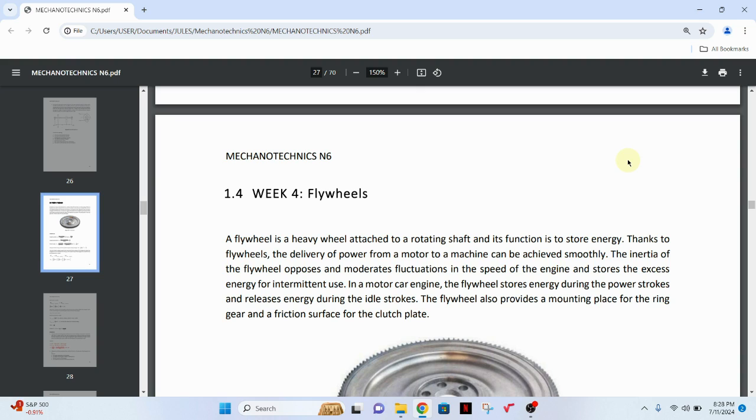Flywheels, what is a flywheel? Basically, a flywheel is a mass. Okay, that's really what a flywheel is. It is a mass that is used. You could think of it for the purpose of balancing.